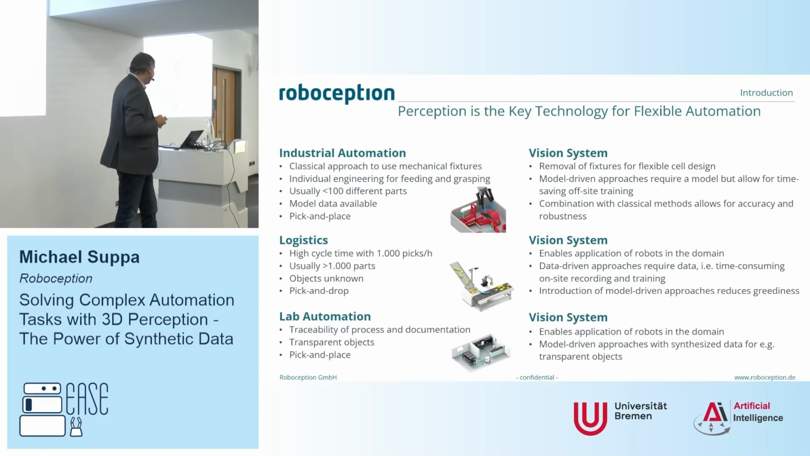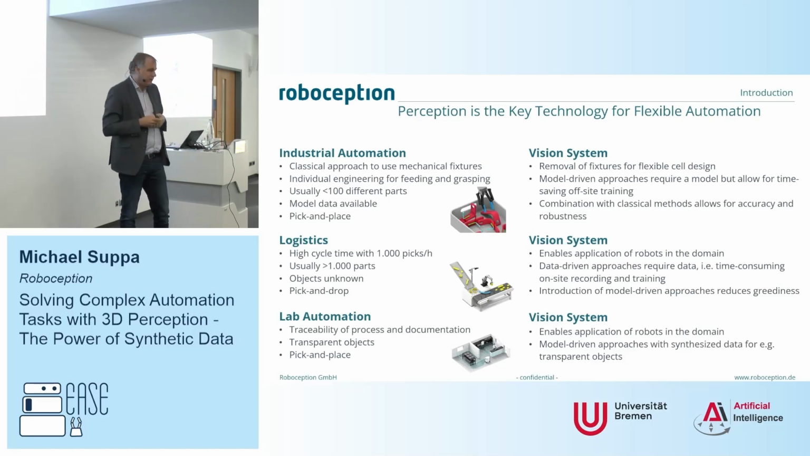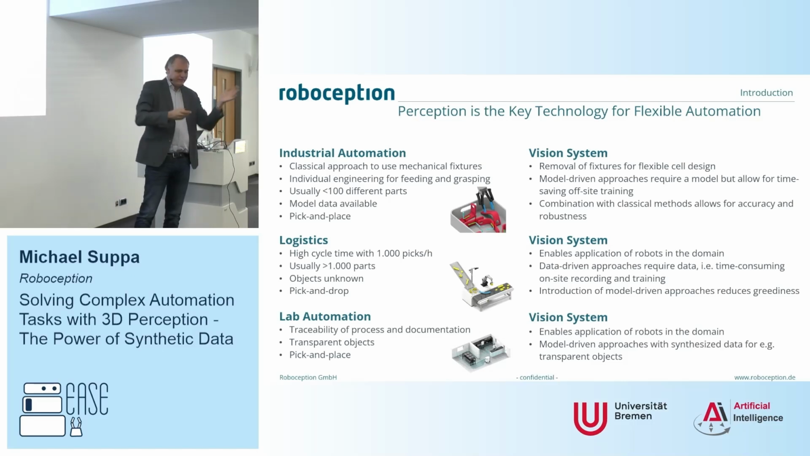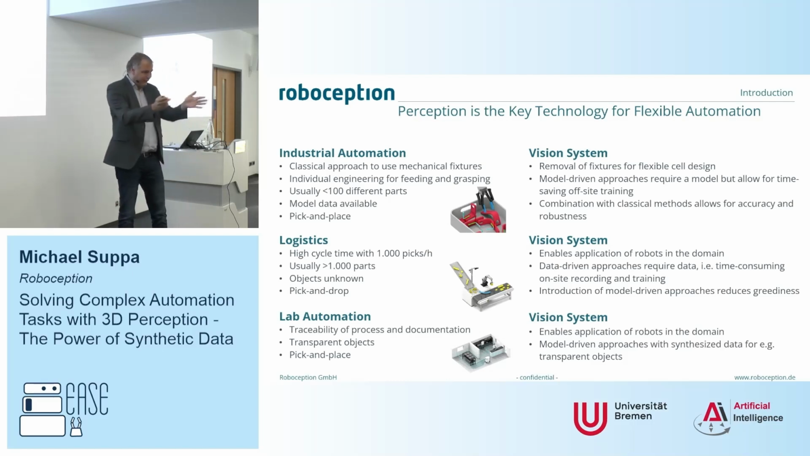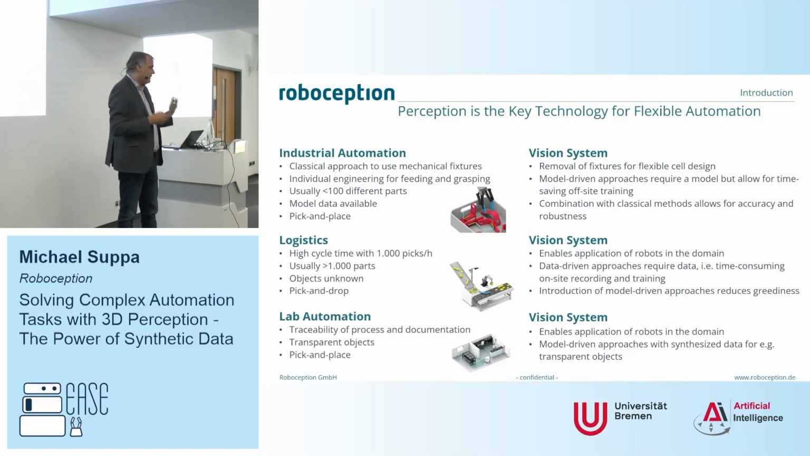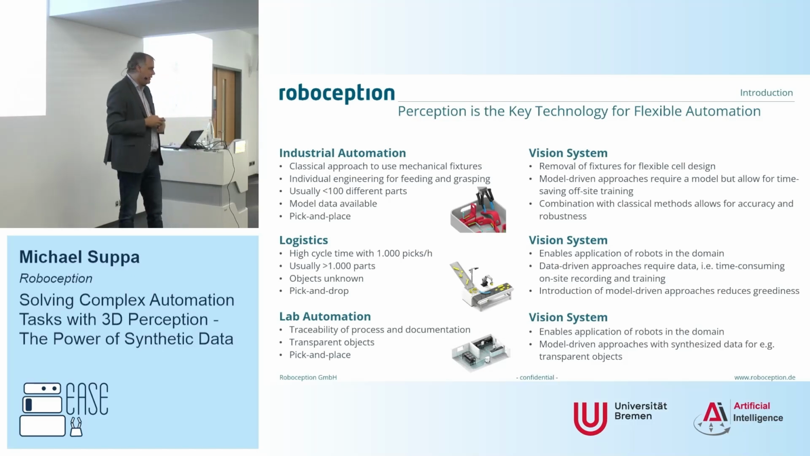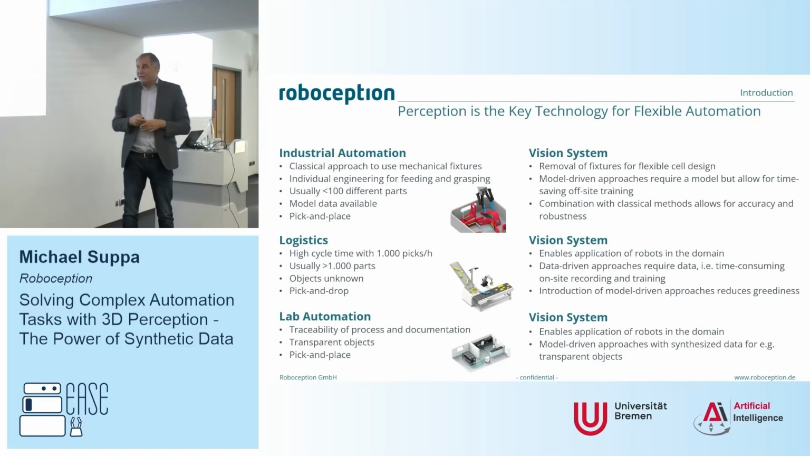Giving you some examples here. So industrial automation, classical approach, I mentioned that already. You have mechanical fixtures, so that is metal that brings the parts in right positions. You have a lot of individual engineering for feeding and grasping. It's all done for this one machine. You have not more than 100 different parts, and you know them. So usually you have CAD data, you have data available from these parts. And it's always pick and place. So there's hardly any other operation that you have to fulfill in that domain.